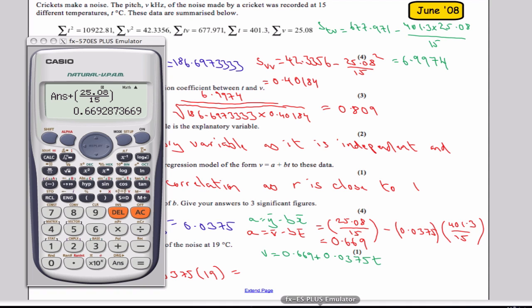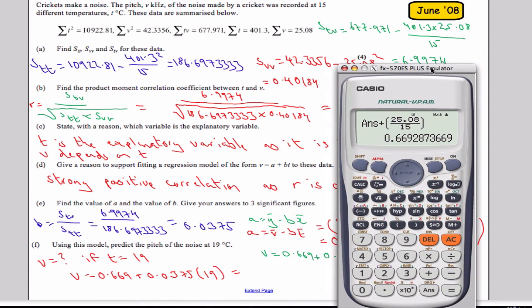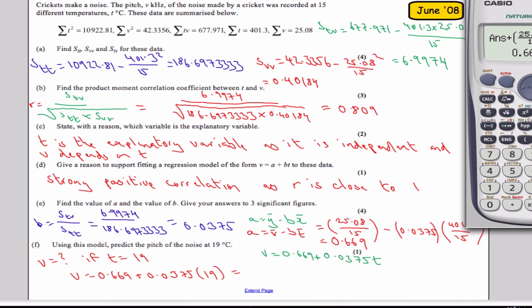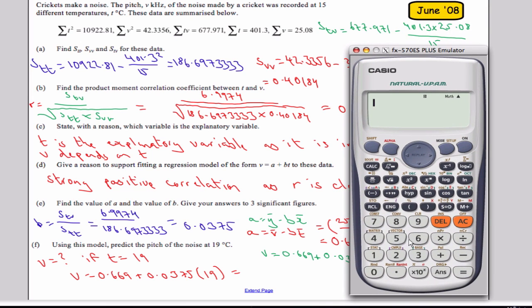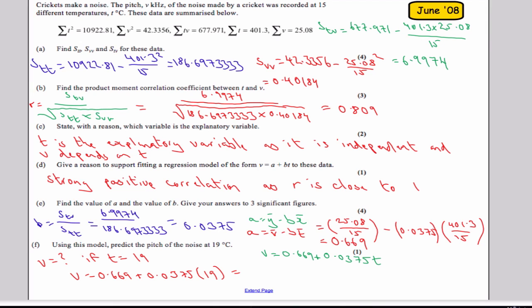And again, we'll take out the calculator to do this. Okay, here we go. 0.669, beg your pardon, plus 0.0375 multiplied by 19 gives me 1.3815. Okay, let's move on.